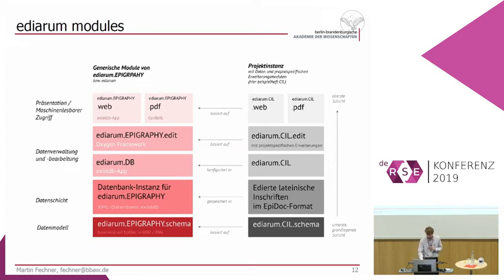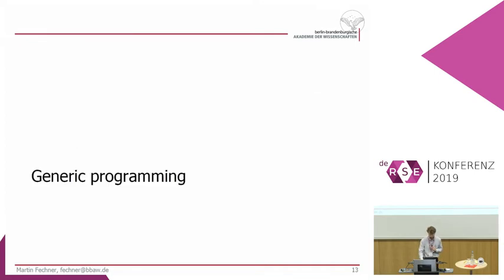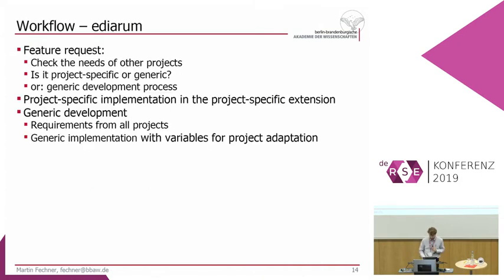Our development workflow today is as follows. If there is a new feature request from one project, we check to what extent this requirement also exists in other projects. If it is only a project-specific need, the implementation takes place in the project-specific extension of ediarum. But if there are similar requirements in other projects, the generic development process starts.